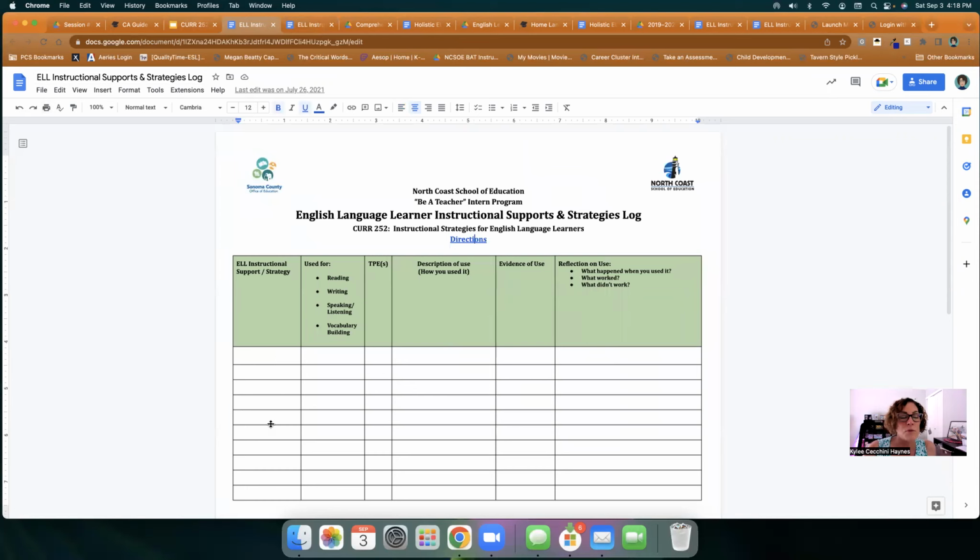And I think I just have 12 lines here, actually. So 3 will be reading, 3 will be writing, 3 will be speaking and listening, and 3 will be vocabulary support. Okay. And then you will let me know which one's which, so it would be like reading, here are my strategies, and so on.